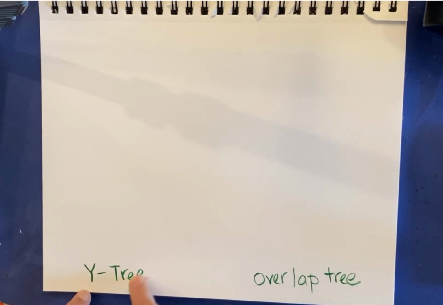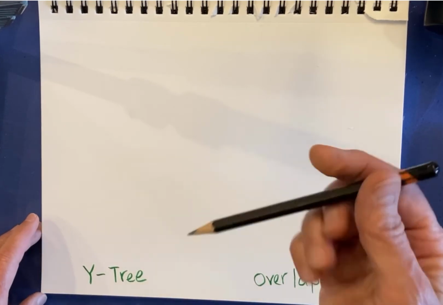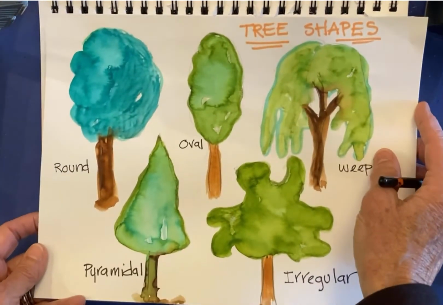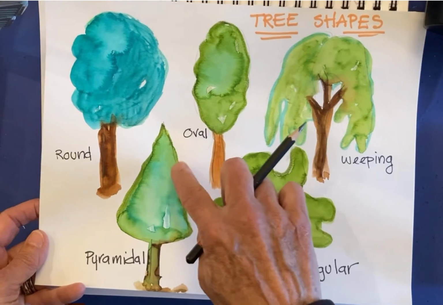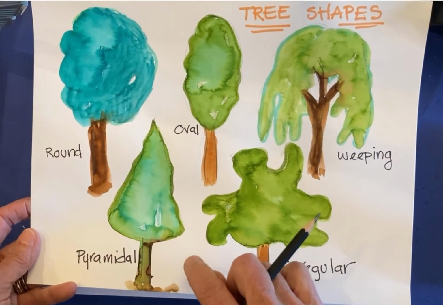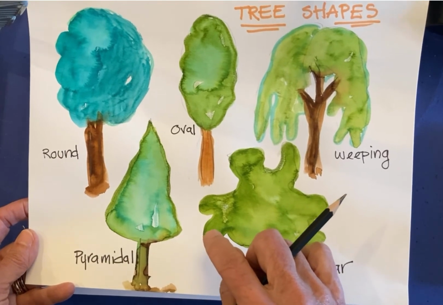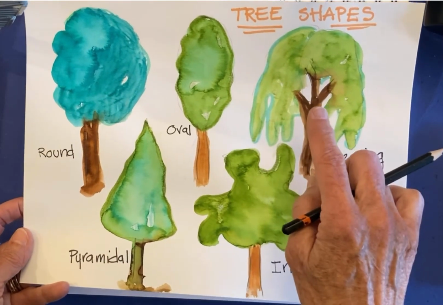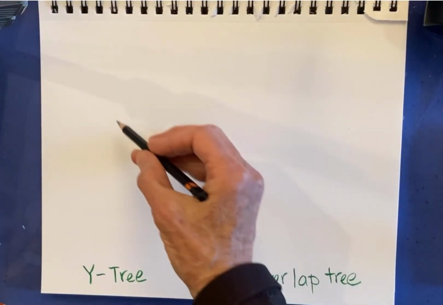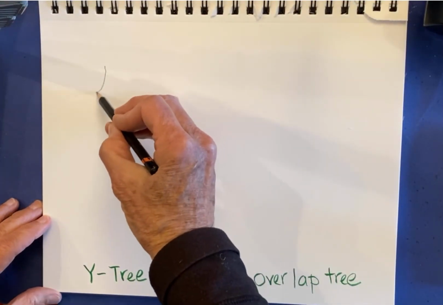That's the simpler one. And then I'll show you after that how to draw the overlap tree. So first thing I'm going to do is start with a pencil really quick, and I'm going to figure out, this is going to be really helpful to me, what overall shape I want to expand my branches to. So maybe I want to do a Y tree that turns out being irregular.